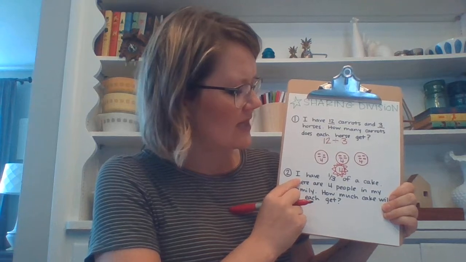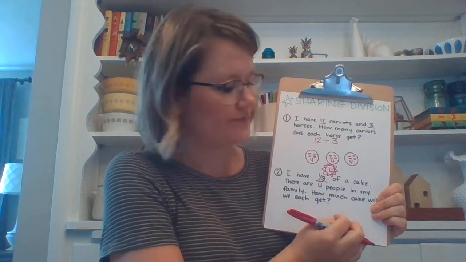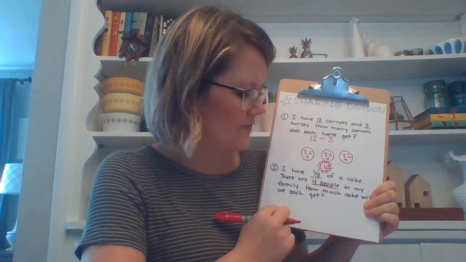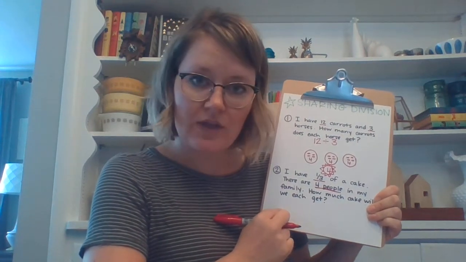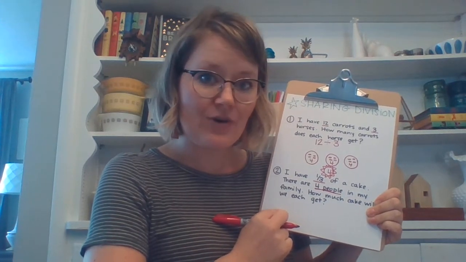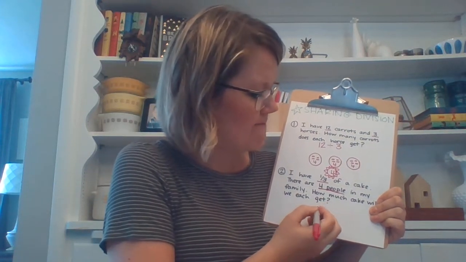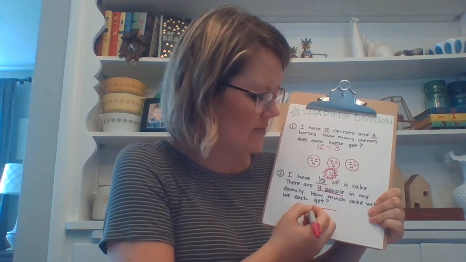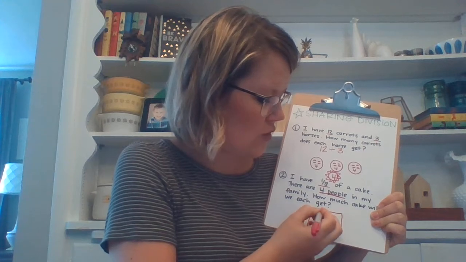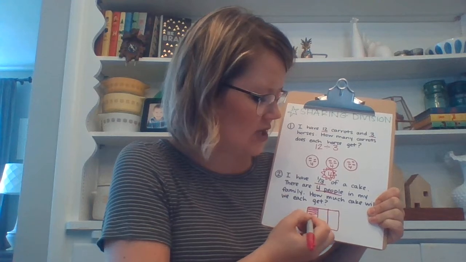So this scenario says I have 1/3 of a cake. There are 4 people in my family. How much cake will each person get? So in this case, again, I know how many groups there are. There are 1/3 of a group. I'm going to make a big sheet cake. And I'm going to show 1/3 of a cake. This is how much cake I have.